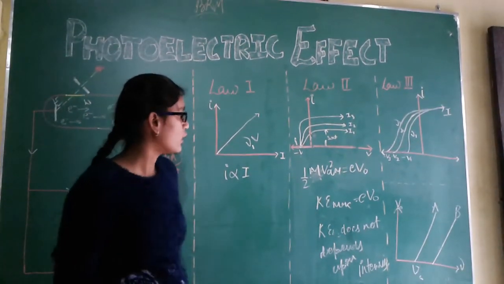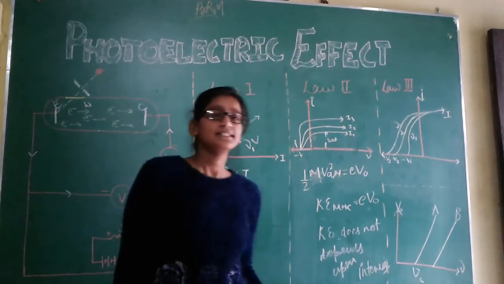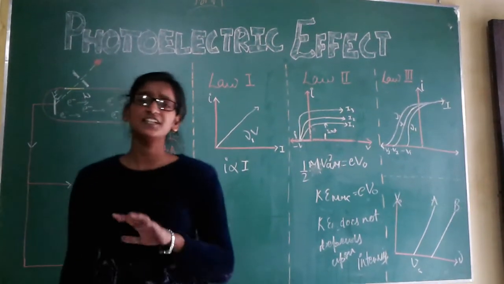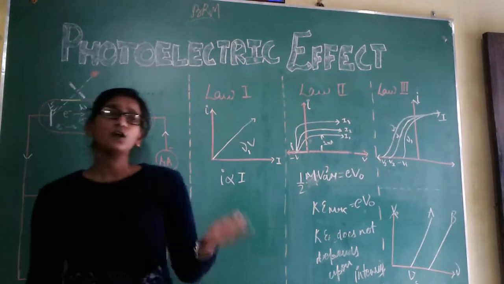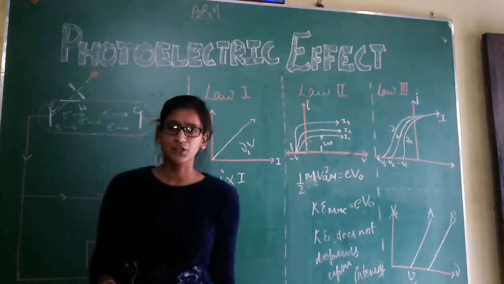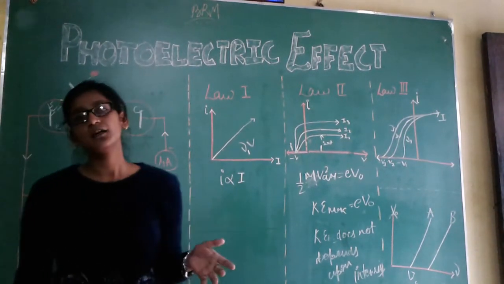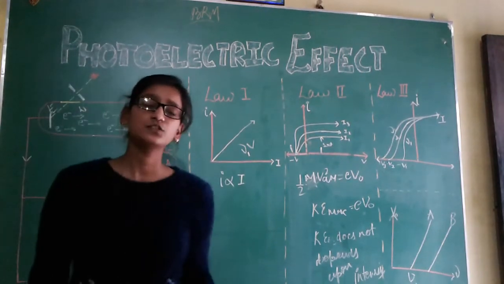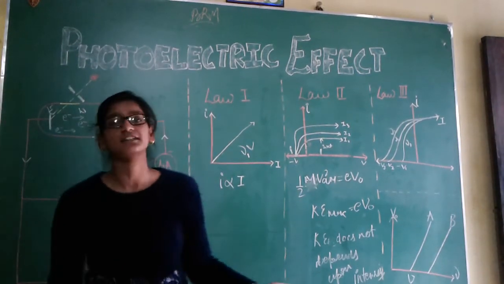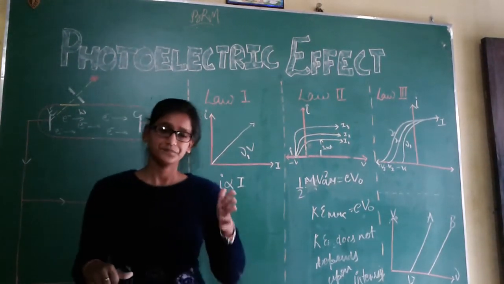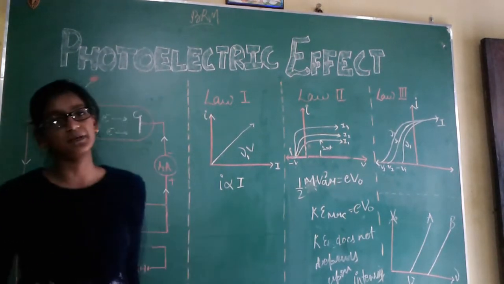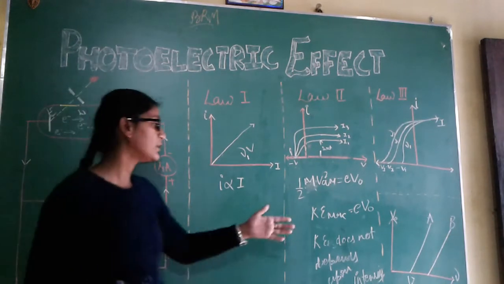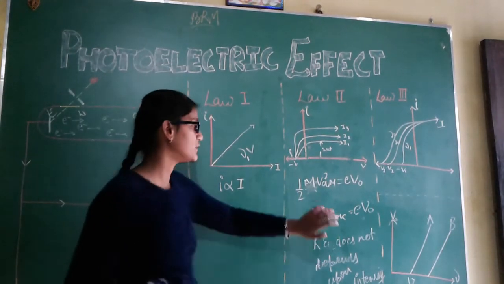Now comes to the second law. What does our second law say? The second law says that kinetic energy does not depend upon the intensity of light. So it cannot be explained by the wave theory, as the more the intensity, the more the kinetic energy should be. So kinetic energy should increase linearly with intensity, but it does not, as we have seen from our experiments. So this law cannot be explained by the wave theory.